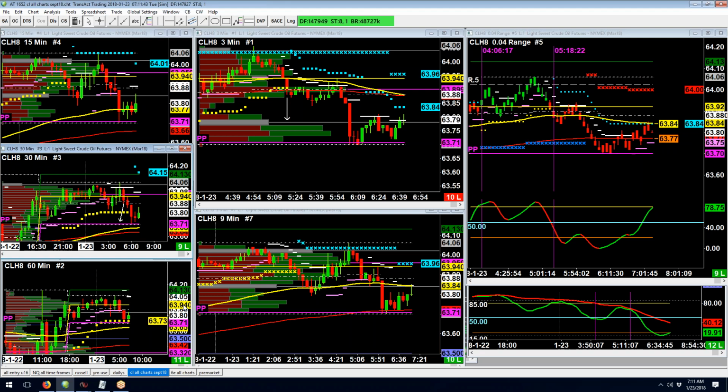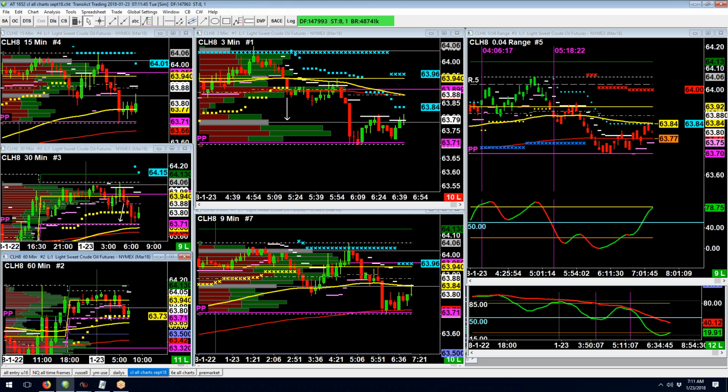And then looking at the 60 minute, here's our next area of support as well. Super trend stop down there at 63.73, pivot point right below at 63.71. So there's your reaction area, and then that's where it bounces off of.